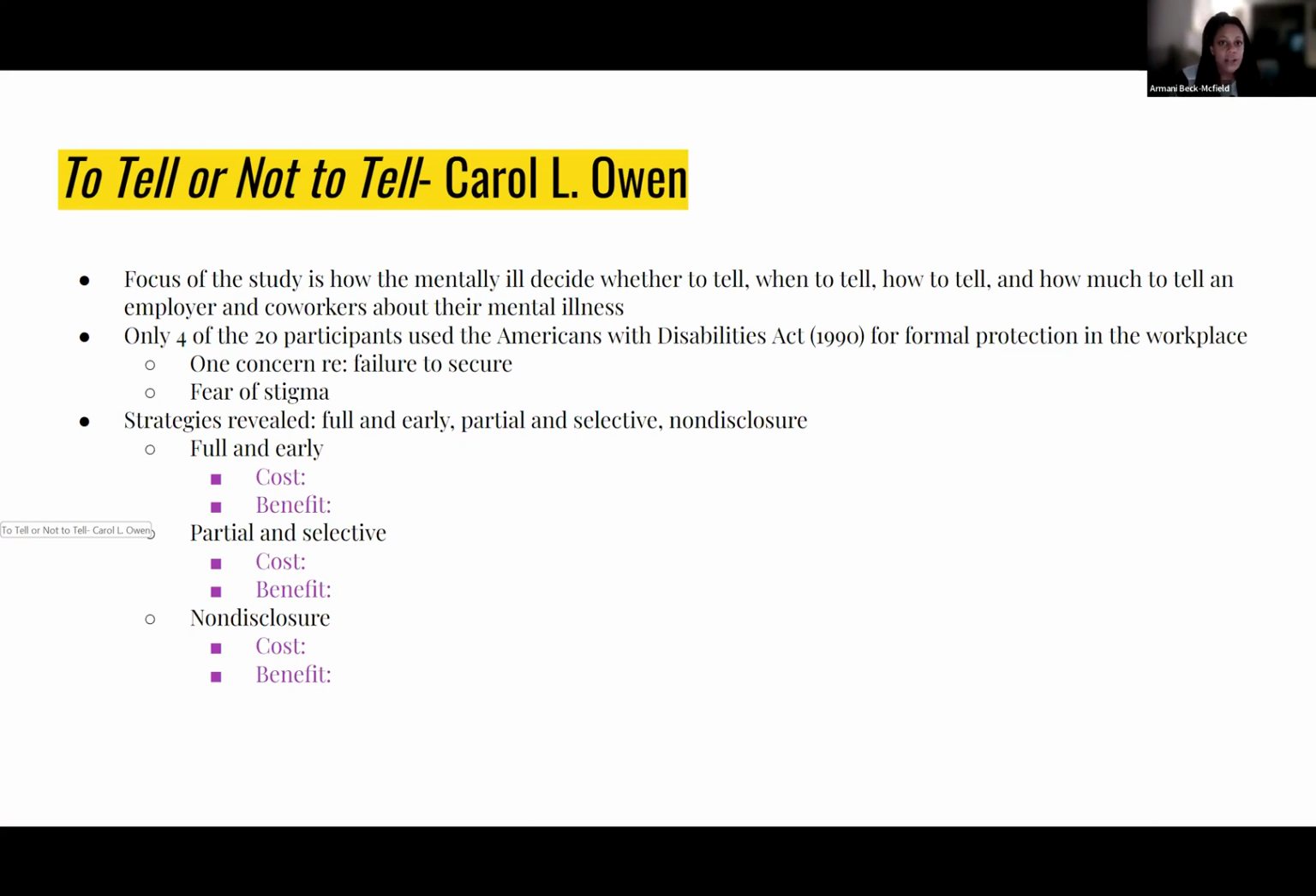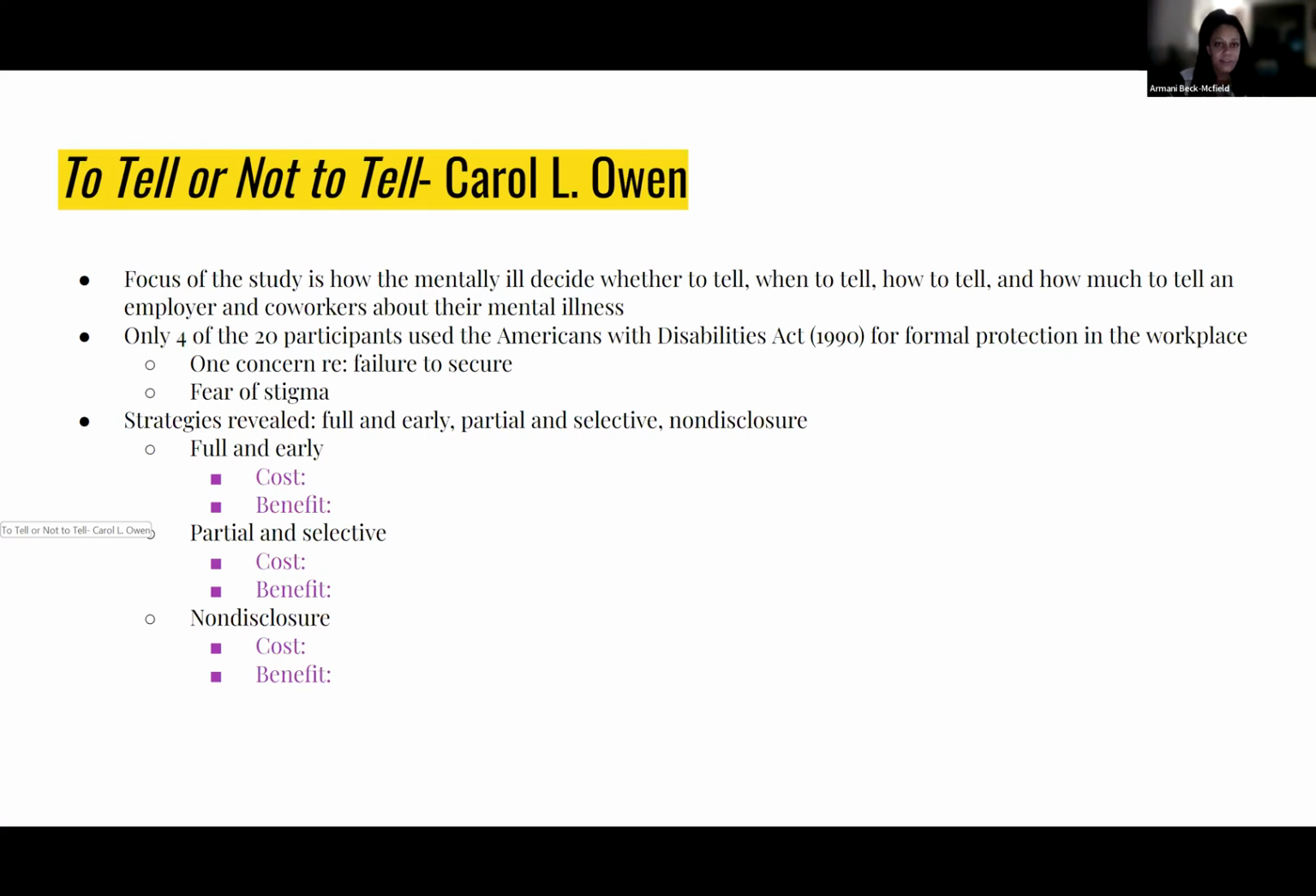But also, once you disclose, now people know. And again, what are we talking about today? Stigma. There were 3 types of disclosure strategies talked about in To Tell or Not to Tell. One was disclosing your mental illness to your coworkers and employer fully and early. The other is revealing your mental illness only partially and selectively, so picking certain people. And the third is not disclosing at all.